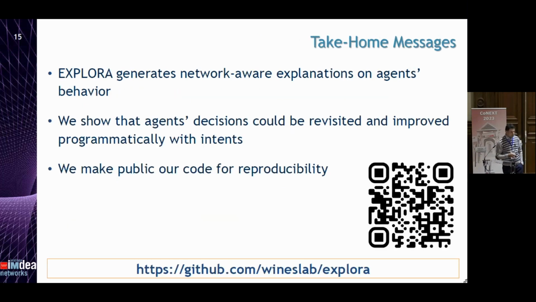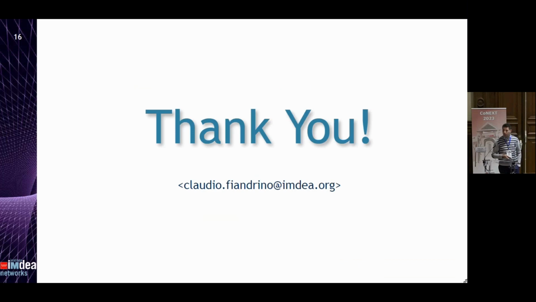So to finalize, we created EXPLORA, a framework that creates network explanations that are easy to interpret for deep reinforcement learning agents. We show that this explanation can also be used to refine the agent decision, and this leads to, for example, an improvement of network performance. And all our code is public, so you can take it and use it. And that basically concludes my talk.